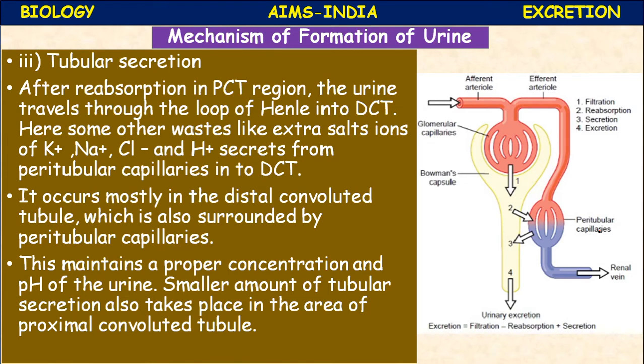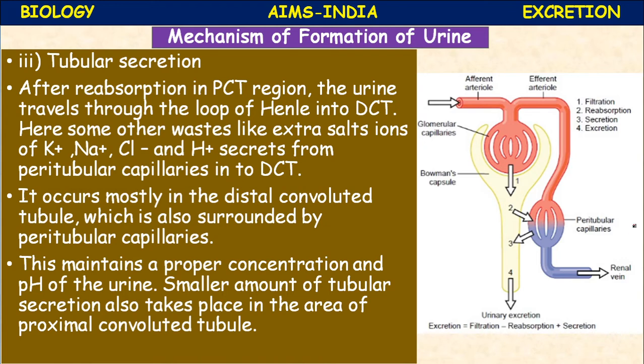Then, what is the main function of this tubular secretion? The maintenance of proper concentration and the pH of urine. Okay, the main purpose of tubular secretion is to maintain the concentration and the pH of urine.